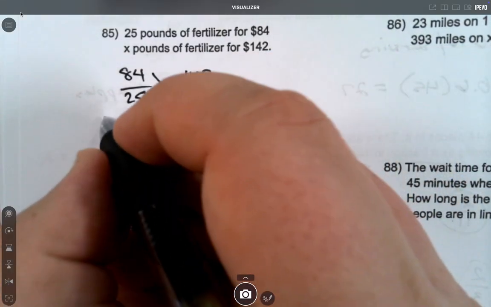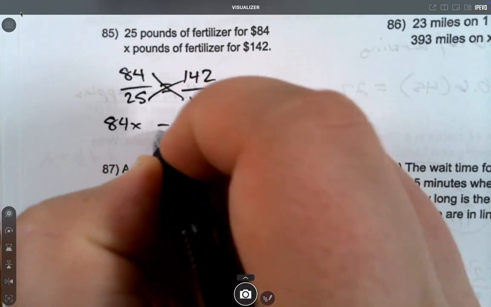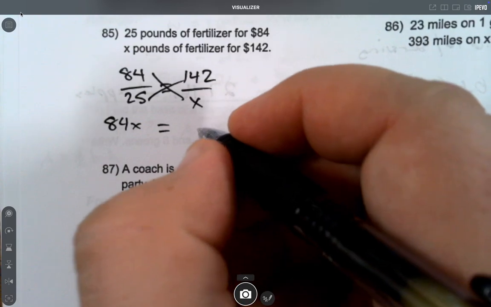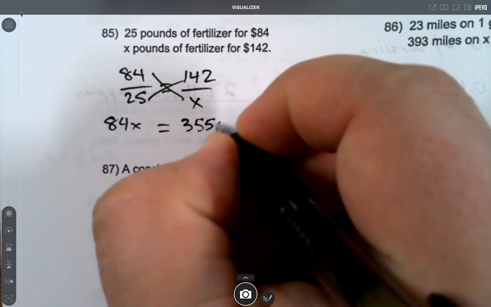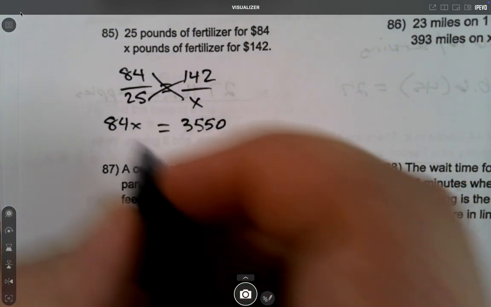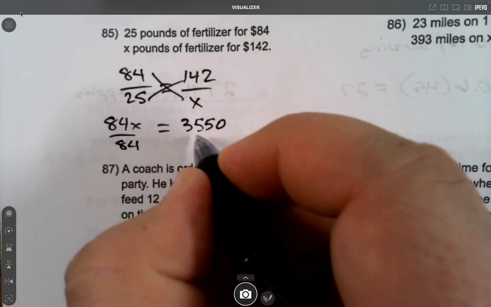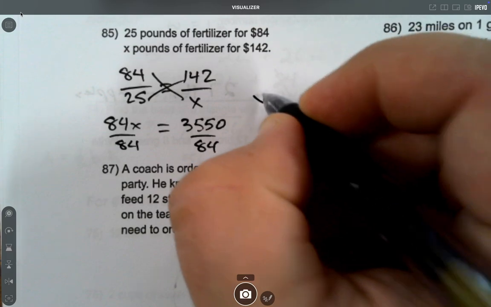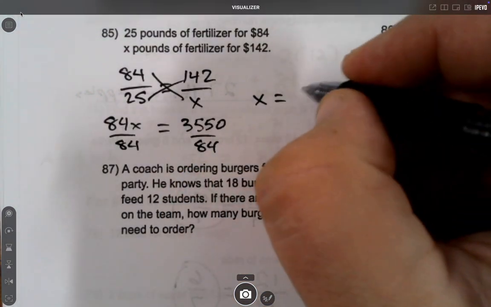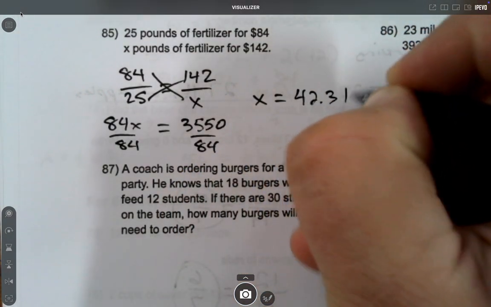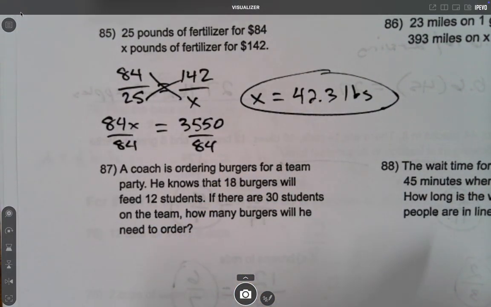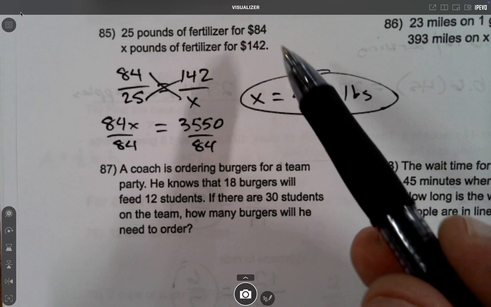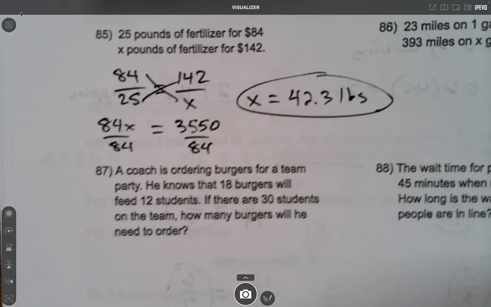So we cross multiply, we get 84x equals 25 times 142, which is 3550. Then we divide both sides by 84. That gives us x equals 42.3 pounds. So you can buy 42.3 pounds of fertilizer for $142.